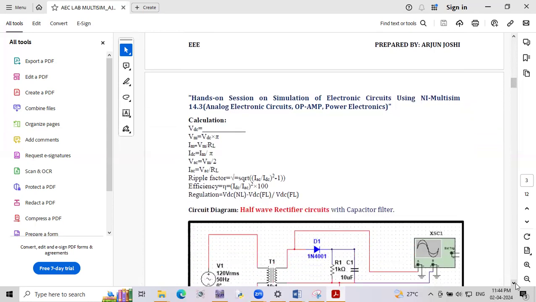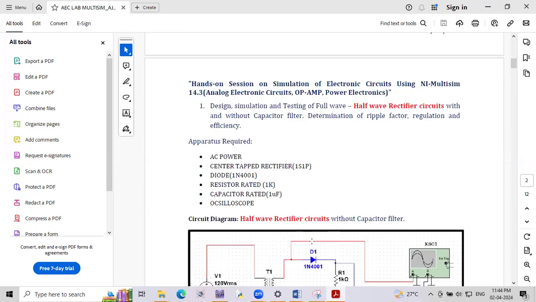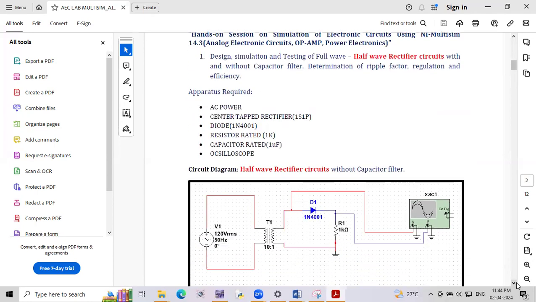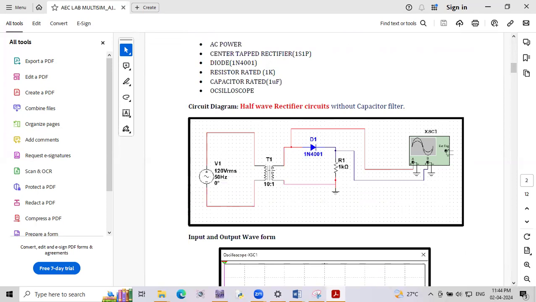Okay. First, let's conduct the half-wave rectifier without filter. Okay, I'm going to conduct it without filter. Let's see. Put it as a reference circuit. I'm going to take the AC supply first.